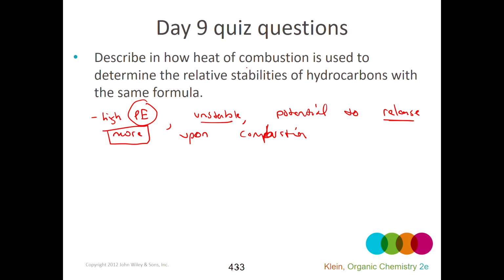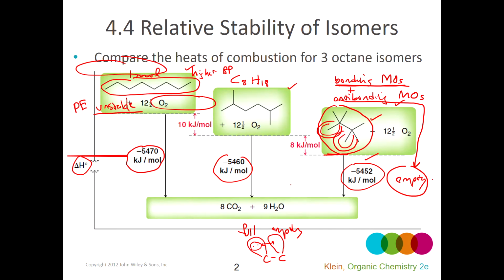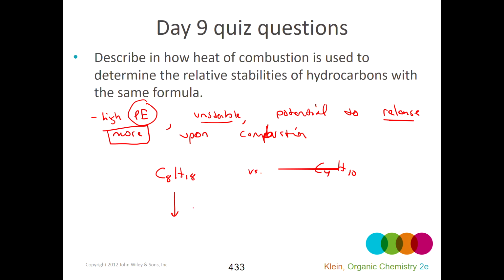Of course, the comparison is only fair if they have the same number of carbons, right? So if I'm comparing C8H18 versus C4H10, it's not really a fair comparison. If I have the ability to produce 8 moles of CO2 and 9 moles of water upon this reacting with oxygen, whereas this one would only produce 4 moles of CO2 and 5 moles of water.